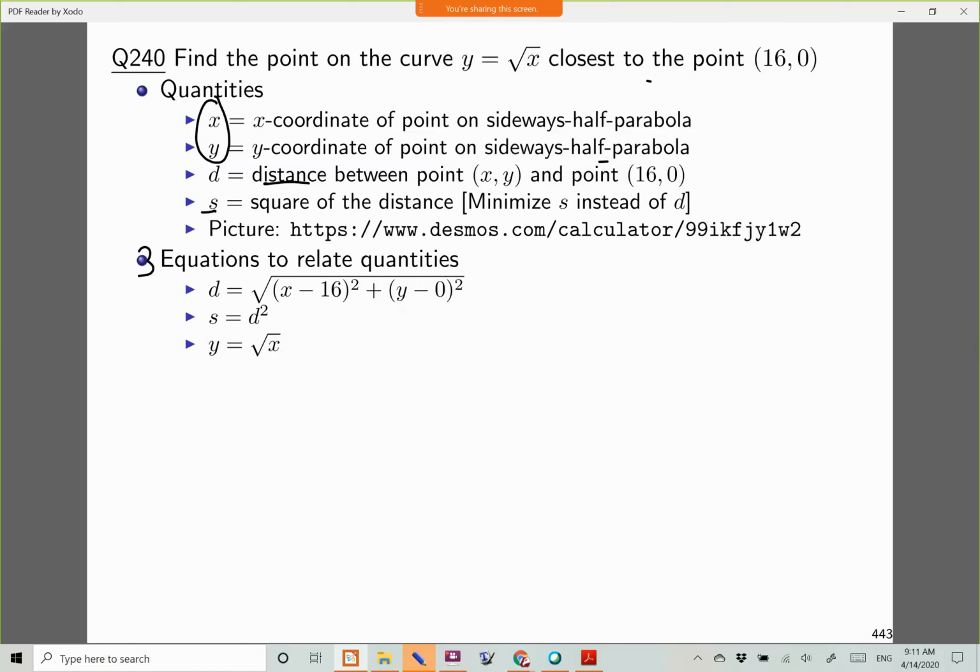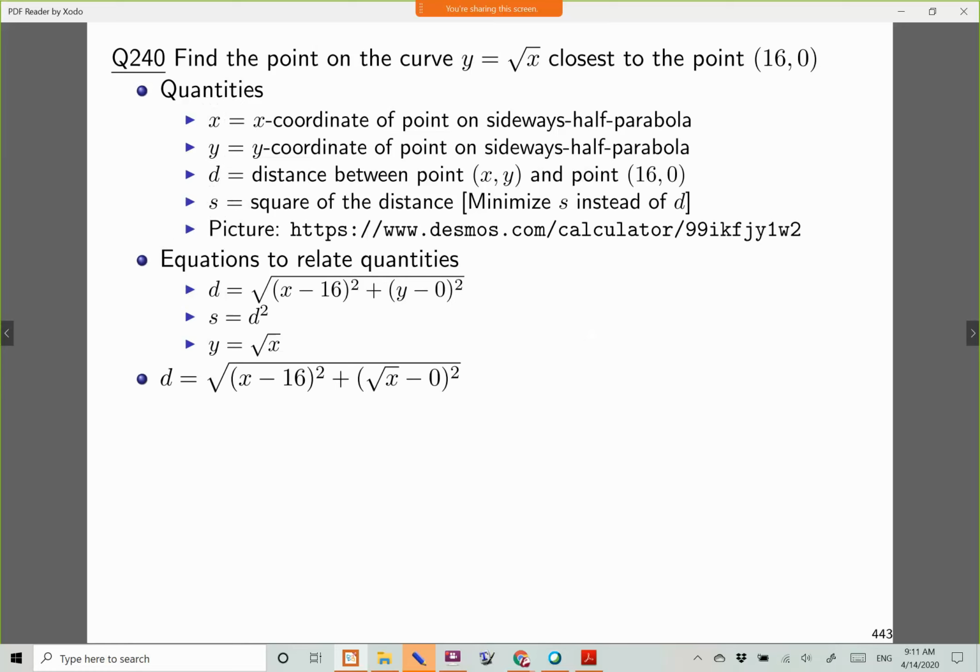3 equations. This first equation has 3 variables, d and x and y. This next one has 2 variables, and the last one has 2 variables. So no, there isn't a single equation that has all the variables. But this is what we have, and now we should work through these and solve for s, because that's the thing we're going to minimize. Apply some algebra. There's lots of different ways to do this.